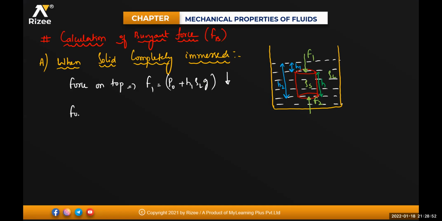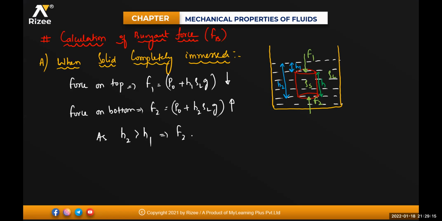Now the force on the bottom, beta. The force on the bottom will be equal to F2. That is equal to the atmospheric pressure P0 plus the height of the liquid H2, into the density of the liquid into G. This is acting in which direction, beta? Upward direction, isn't it? As H2 is greater than H1, I can say that F2 will be greater than F1.